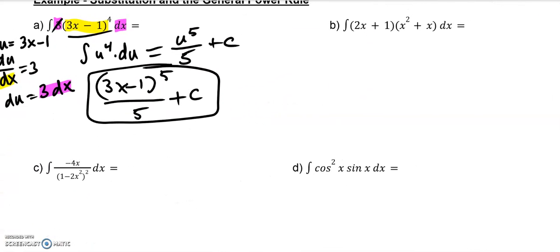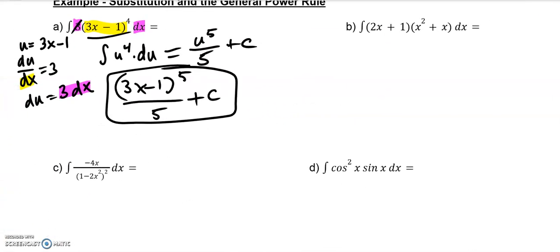Now, again, using a shortcut, I wouldn't focus on how to use the shortcut, but on understanding what u-substitution is doing. Go ahead and solve B, C, and D. And look for the patterns.